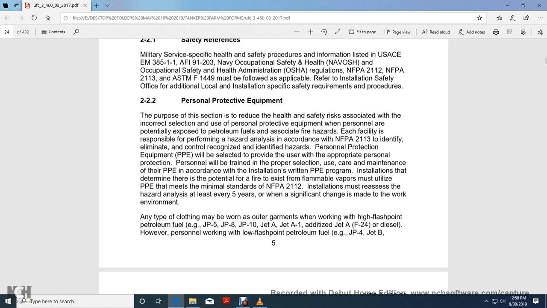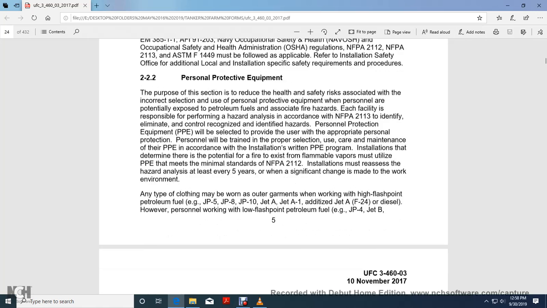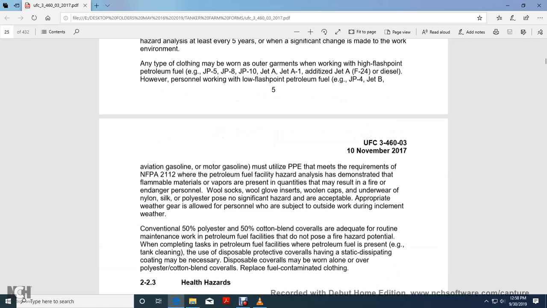Any type of clothing may be worn as garments while working with high flash point petroleum fuel: JP5, JP8, JP10, Jet 1, Jet A, Jet A1, or diesel. Personnel working with low flash point petroleum, JP4, Jet B, aviation gas, and motor gas, must wear personal protective equipment that meets the requirements of National Fire Protection Association 2112, based on the petroleum fuel facility hazard analysis, where flammable vapors are present in quantities that may result in a fire.